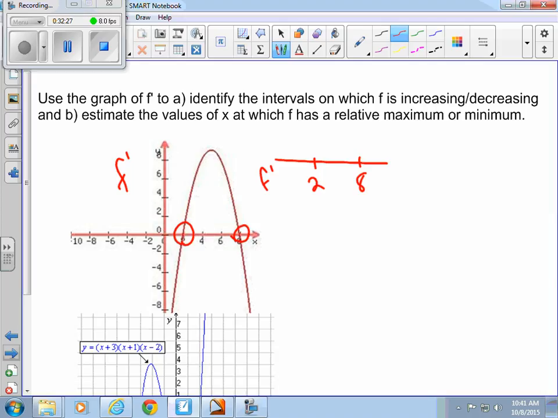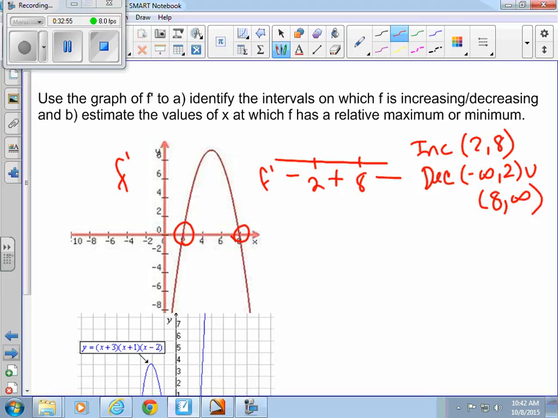Left of 2, what is f prime? Negative. Everyone agree? It's below the x-axis. What about in between 2 and 8? What about after 8? So I identify the intervals of increasing and decreasing, and x values of the relative maximum.